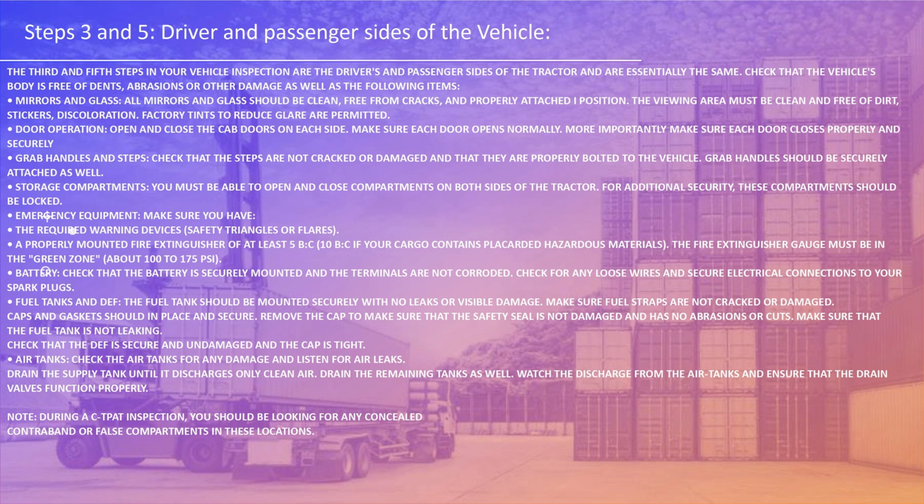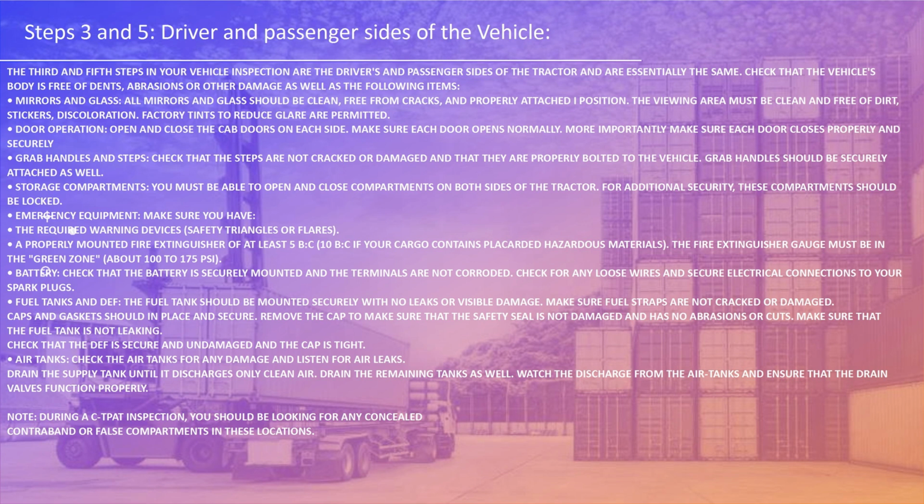Steps 3 and 5. Driver and passenger sides of the vehicle. The 3rd and 5th steps in your vehicle inspection are the driver's and passenger sides of the tractor and are essentially the same. Check that the vehicle's body is free of dents, abrasions, or other damage, as well as the following items. Mirrors and glass.